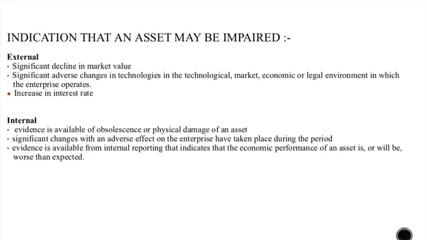First, evidence is available of obsolescence or physical damage of an asset. Significant changes with an adverse effect on the enterprise have taken place during the period. Evidence is available from internal reporting that indicates that the economic performance of an asset is or will be worse than expected.